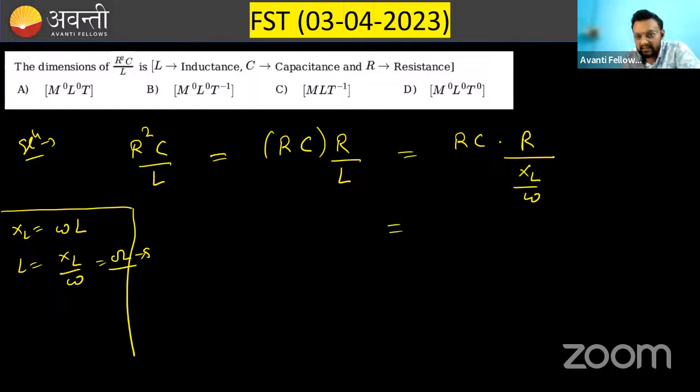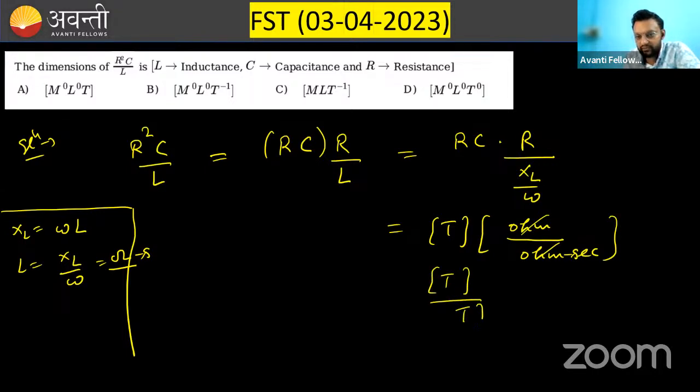Again, you can see RC has a dimension of time. R is nothing but ohm. I am writing the unit here only: ohm divided by ohm second. Ohm will cancel out, so it will become dimension of T divided by dimension of T. So it is a dimensionless quantity.